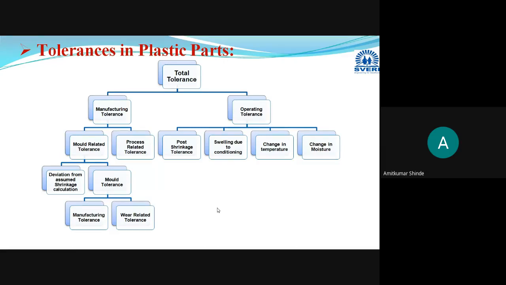What is the meaning of tolerance and what is the meaning of allowance, and which kind of tolerances you have to provide, means tolerances will be there in the plastic parts, and which kind of allowances you have to provide while designing the plastic parts. That in today's session we are going to discuss in brief.